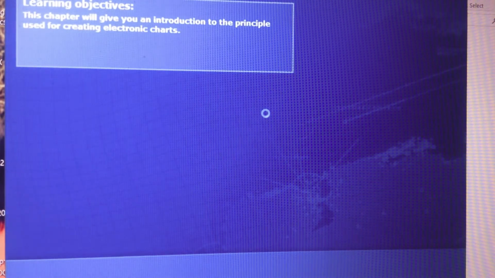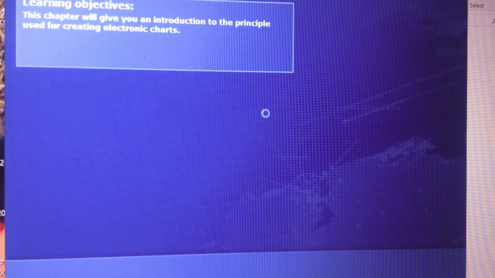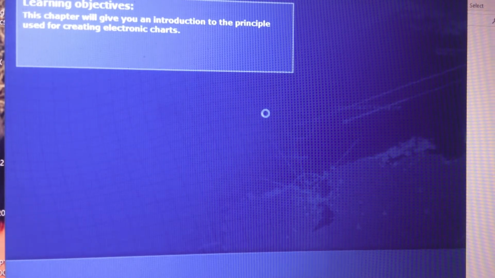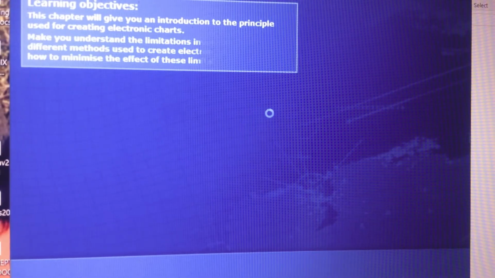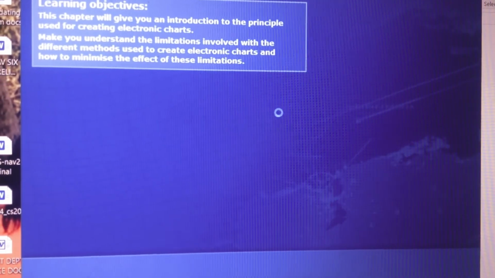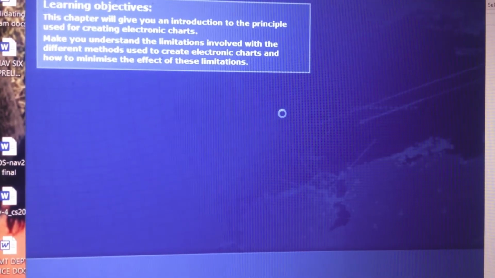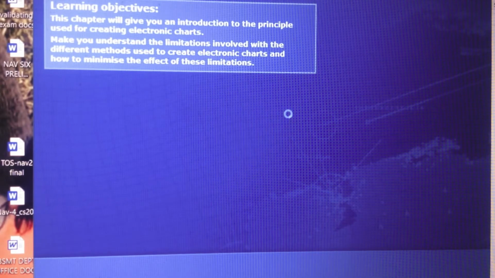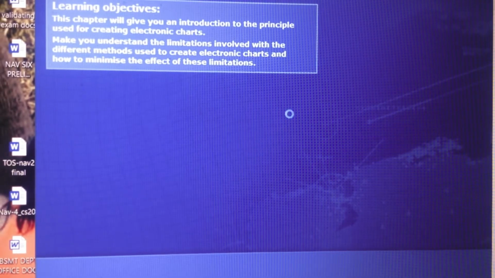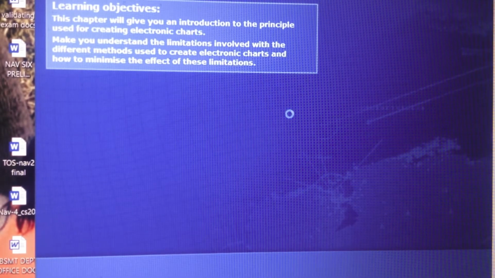This chapter will give you an introduction to the principle used for creating electronic charts. Make you understand the limitations involved with the different methods used to create electronic charts, and how to minimize the effect of these limitations.